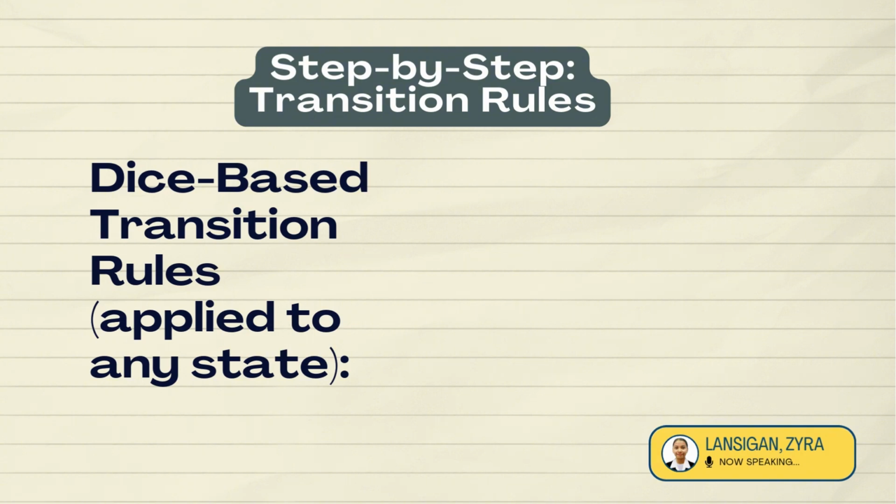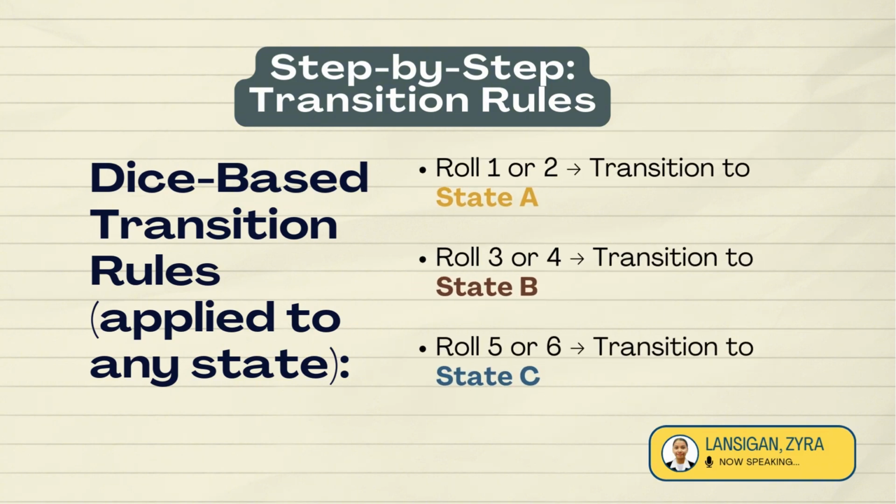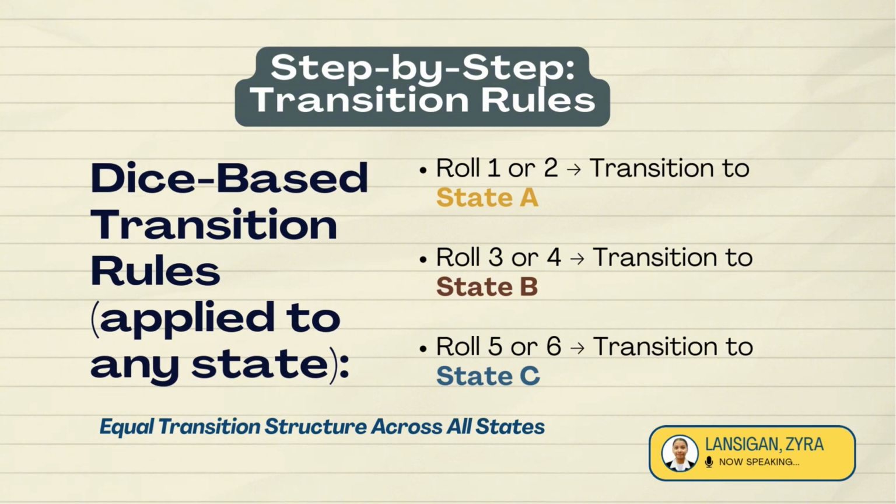Here's how we actually simulate movement from state to state. We roll a regular six-sided die, and no matter which state we're currently in, A, B, or C, we always follow the same rules. If the die shows 1 or 2, we move to state A. If it shows 3 or 4, we move to state B. If it shows 5 or 6, we move to state C. This means every state transition is based on a 1 out of 3 chance, or about 33%. There's no bias. Each state has an equal chance of being the next one.